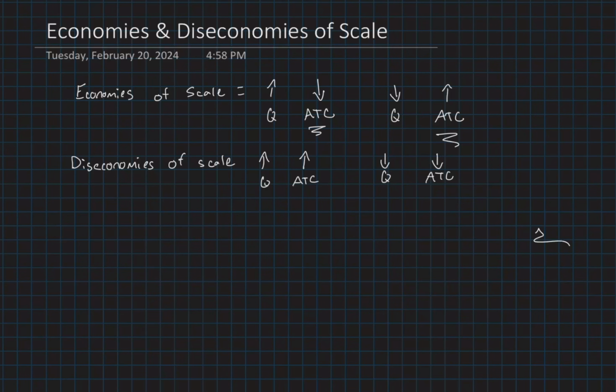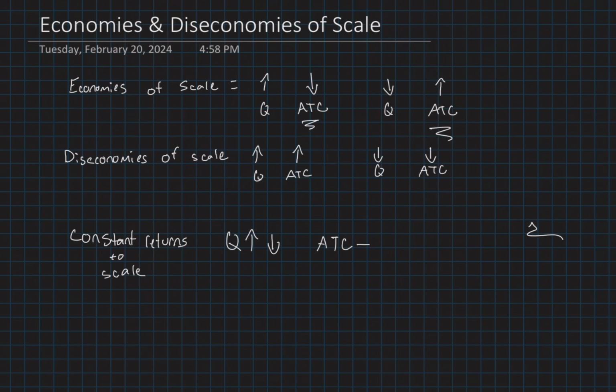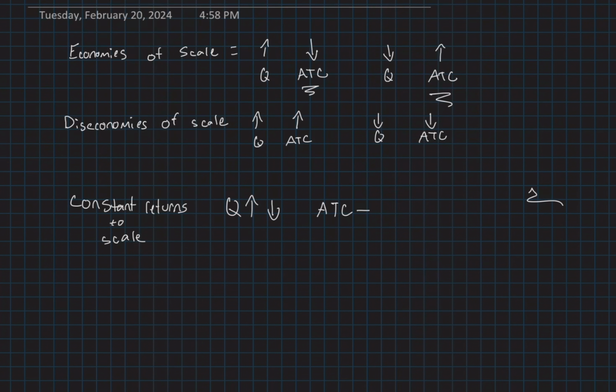And then there's also constant returns to scale. Basically what that's saying is as your quantity is increasing or decreasing, let me write this, constant returns to scale, your average total cost literally just doesn't change. It stays the same. So you'll sometimes encounter that, but it's not as common as economies and diseconomies of scale. Okay, got it? Screenshot it, wrote it down.